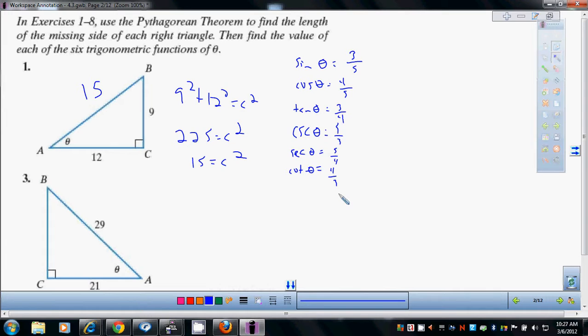And it'll be the exact same way. The only thing that makes number 3 different than number 1 is when you do the Pythagorean theorem, please notice you're not looking for the hypotenuse. So you would set up the original step.